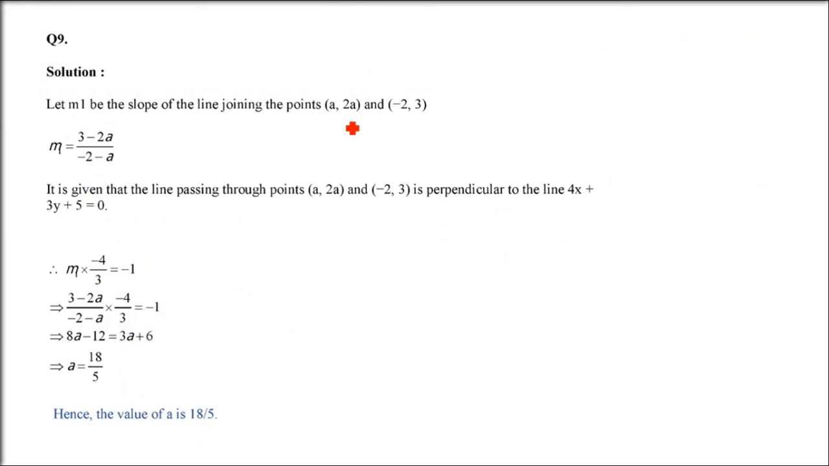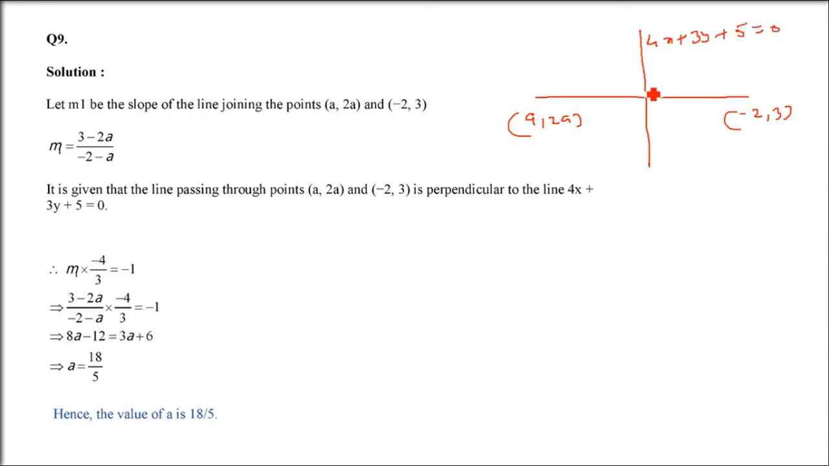Question number 9. A line passing through the points (2a, 3) and (minus 2, 3) is perpendicular to the line 4x plus 3y plus 5 equals 0. Find the value of a. Here we have a line, and 2a is one point, and minus 2, 3 is another point. This line is perpendicular to the line 4x plus 3y plus 5 equals 0. So take the slope of the first one, take the slope of the other one, multiply them, and it will be equal to minus 1.